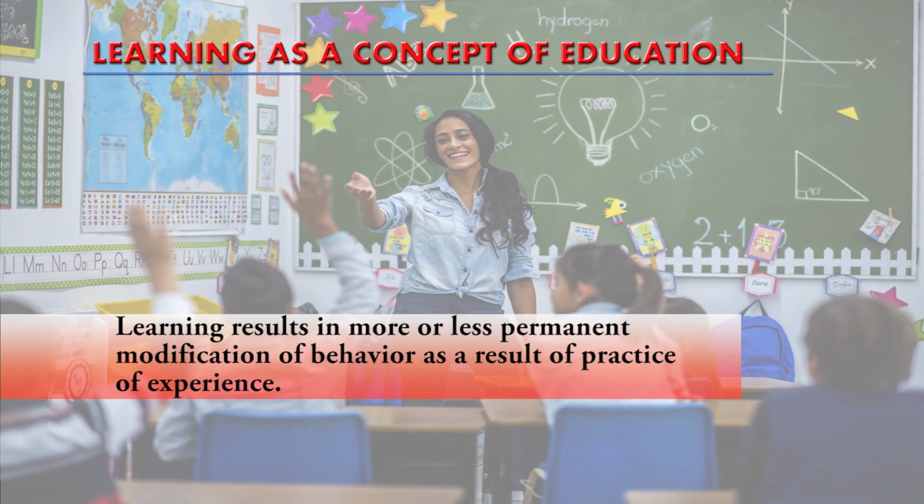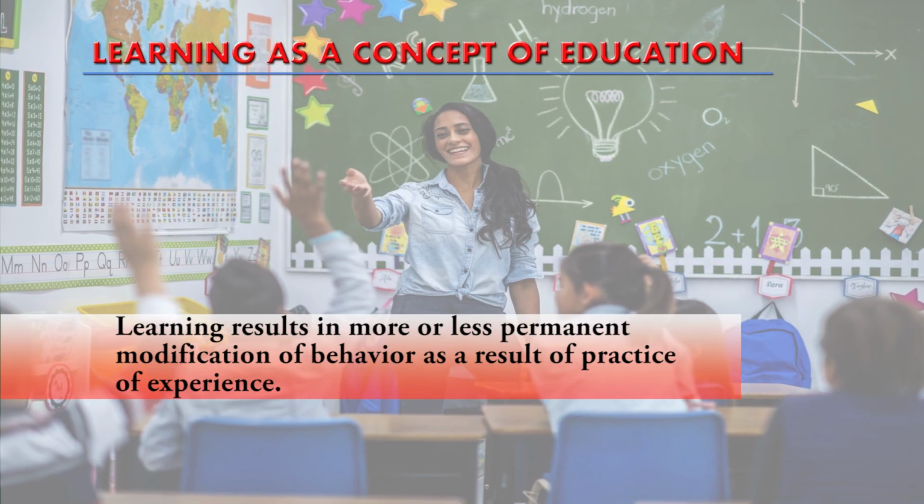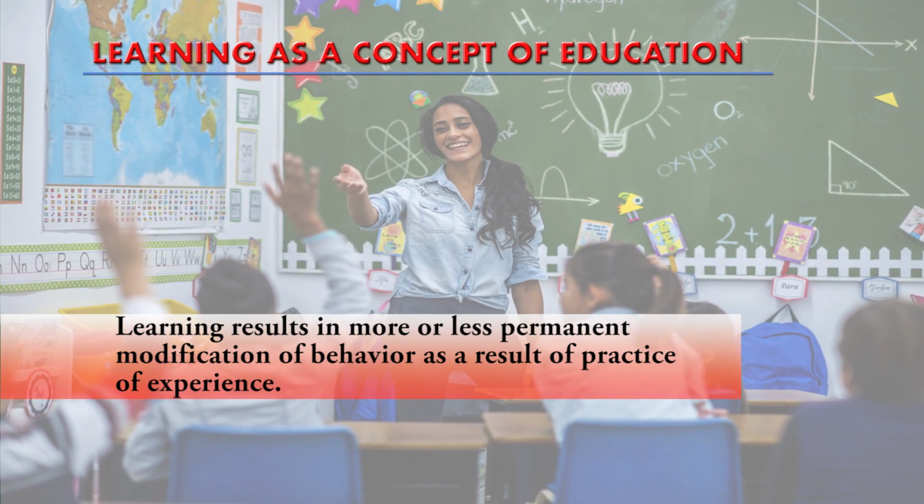I can say that learning results in more or less permanent modification of behavior as a result of practice or experience. So here we said that there is certain learning that is only possible when we are modifying our behavior. Okay? So after all, the aim of education is to modify behavior, and learning happens when we change ourselves, when we adjust ourselves to new situations. So that is why further I can say that learning is situational and individualistic, whereas education is inclusive and integrated.